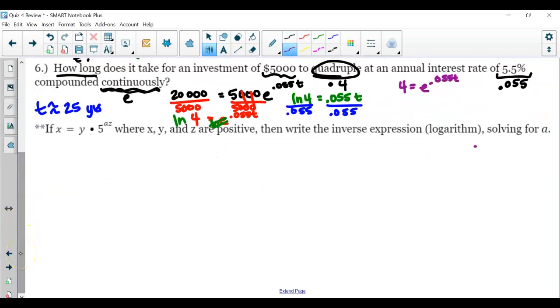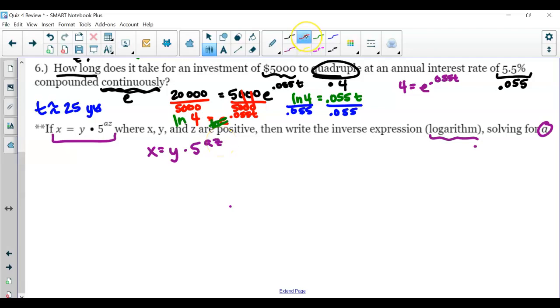So now in question number 6, this is a double start, but I'll still go through this. We are given this function here, an exponential, where x, y, and z are all positive, but we're going to write the inverse, the logarithm, by solving for a. Well, notice how a is in our exponent. So let me rewrite this. So here, x is equal to y times 5 to the az.